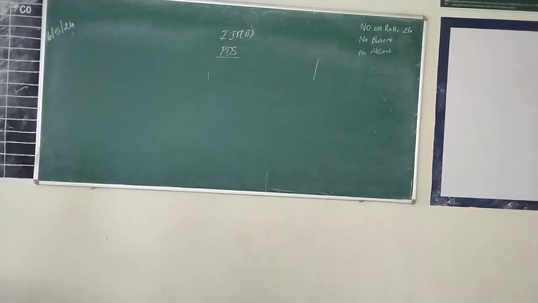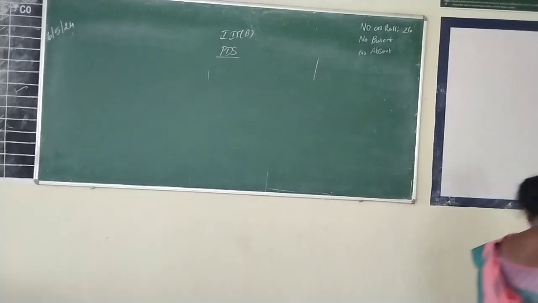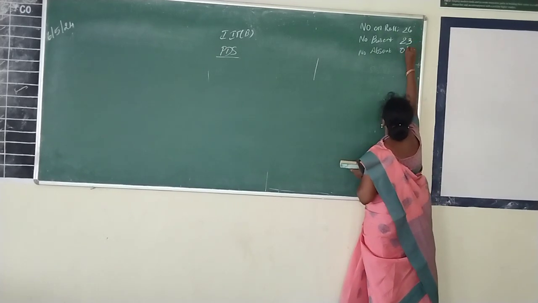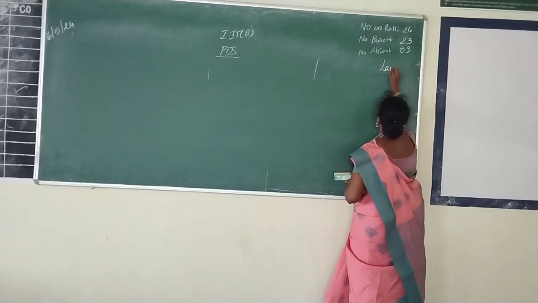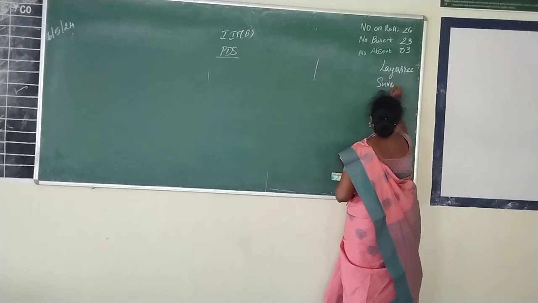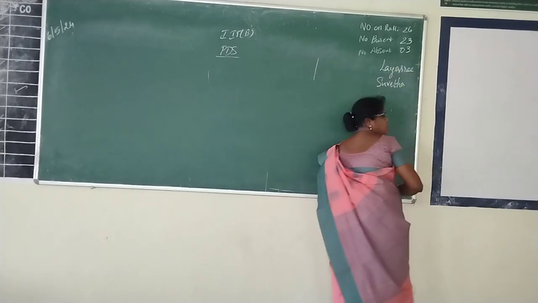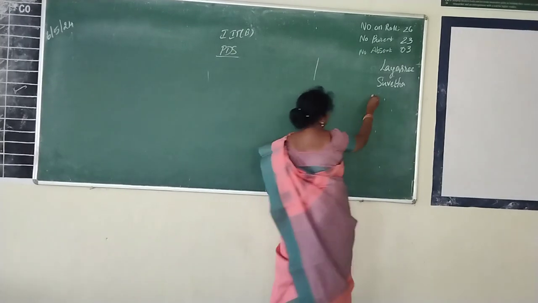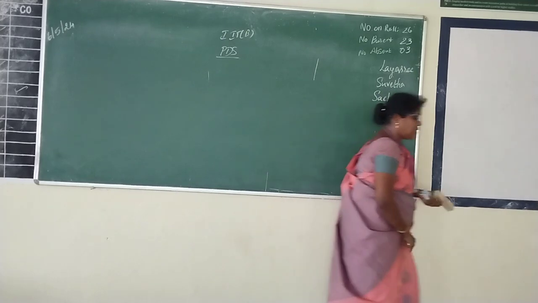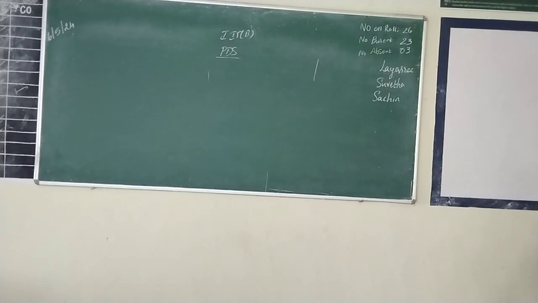Within bracket, n greater than or equal to 30. N greater than or equal to 30. Test for single mean. Test for single mean.